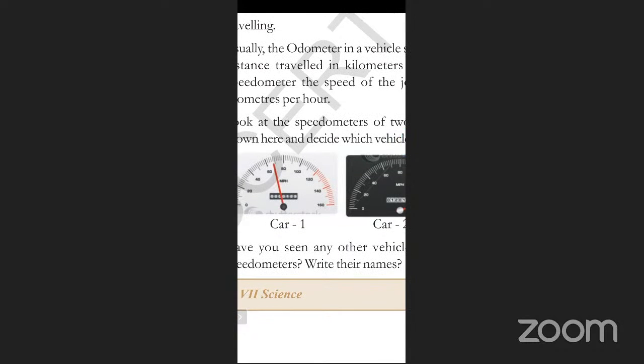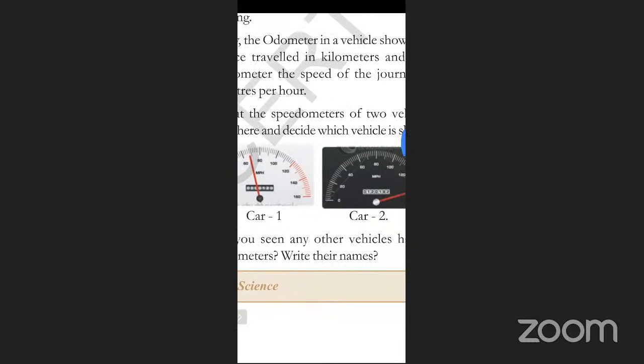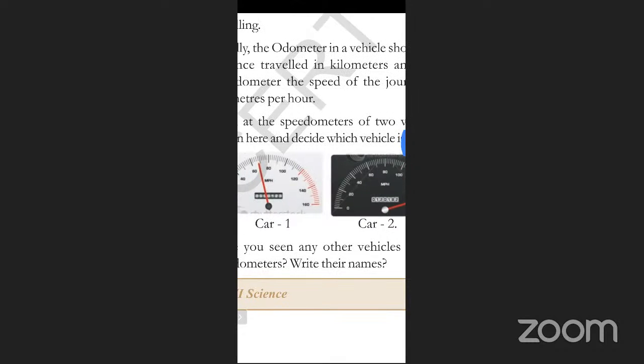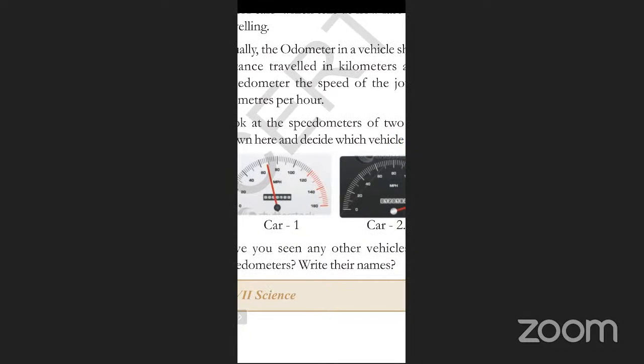Okay, children, you may have observed the speedometer in motor cars, which tells us how fast the car is traveling. Usually, the odometer in the vehicle shows the distance traveled. The distance traveled and the time taken, they will tell. The odometer shows the distance in kilometers, and the speedometer shows the speed of the journey in kilometers per hour. Then it will show the reading also.